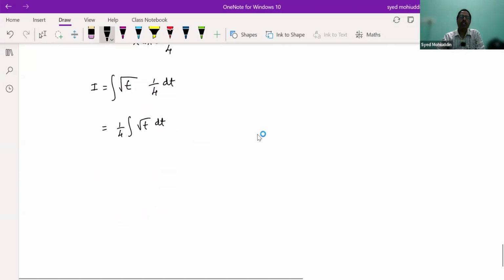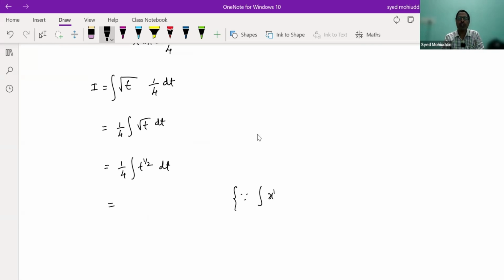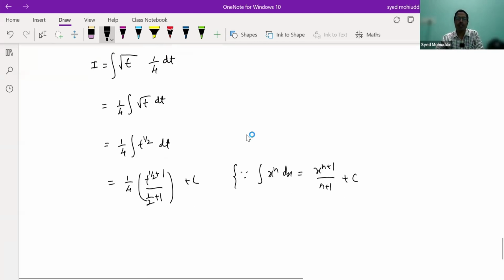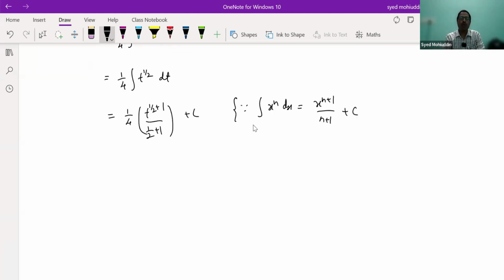Now the question is, again, it is similar to the previous problem. So I need to write this as t power of half into dt and use the same formula I have shown you. Integral of x power of n into dx will be nothing but x power of n plus 1 by n plus 1 plus the constant. If you use that one, it becomes t power of half plus 1 by half plus 1 plus the constant of integration c. But half plus 1 will be 3 by 2.